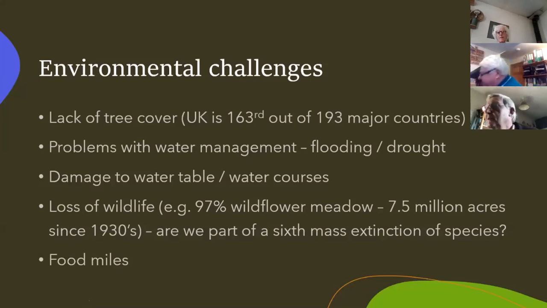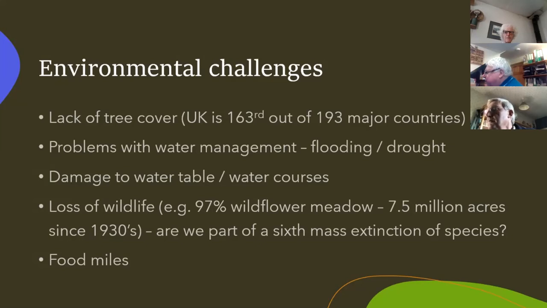The comment earlier from James Rebanks about environmental, ecological damage and so on. We have precious little tree cover in this country. Of 193 largest countries in the world, we're 163rd. Nearly every developing country in Africa, which people often from here regard as poverty-stricken, has a better tree cover than the UK.